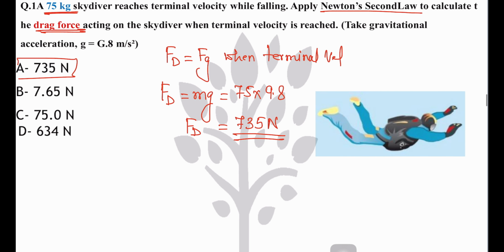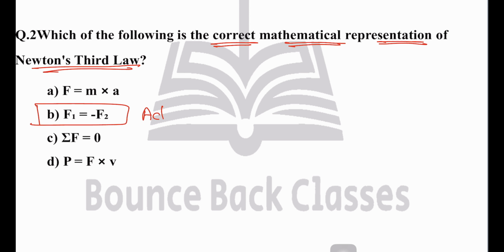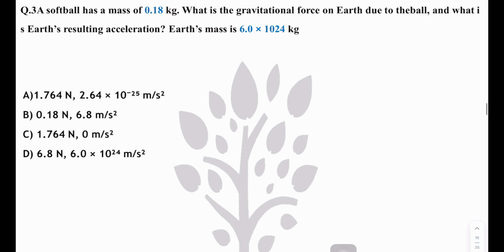Fine. Next question. Which of the following is the correct mathematical representation of Newton's third law? Newton's third law: action equals negative reaction. Clear? Okay. Next question. A softball has a mass. Okay, mass is 0.18. What is the gravitational force?